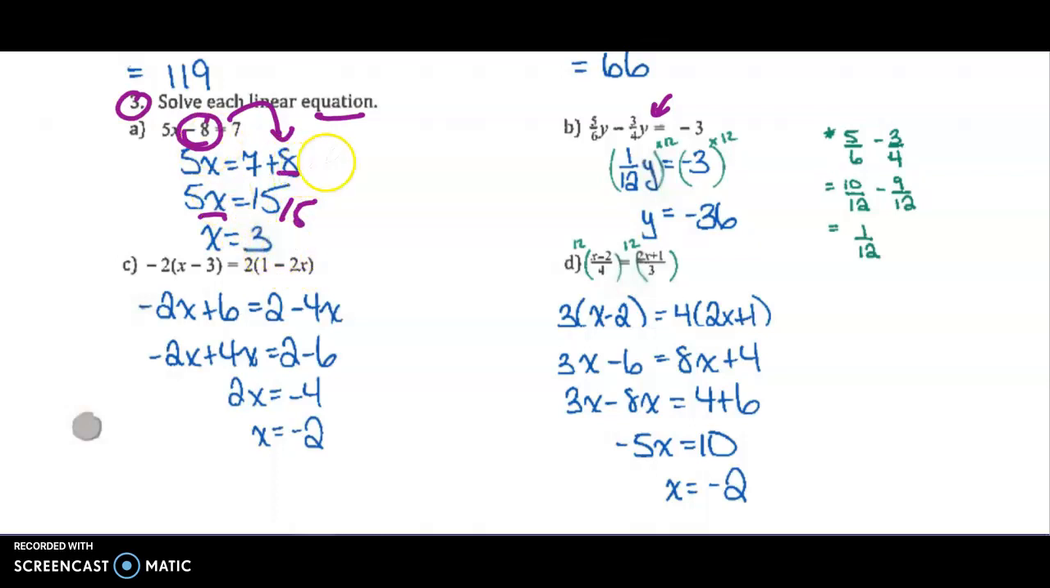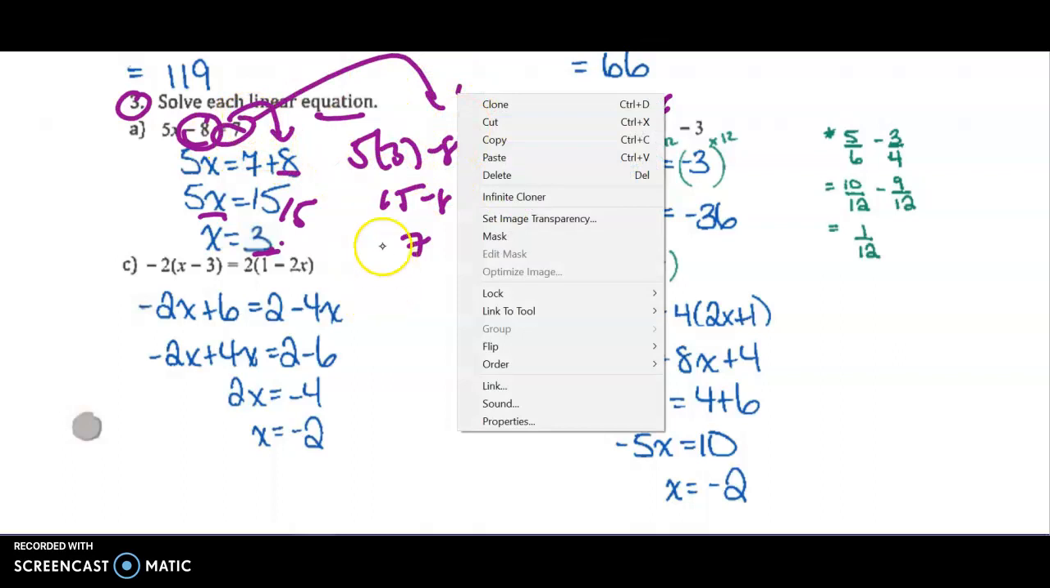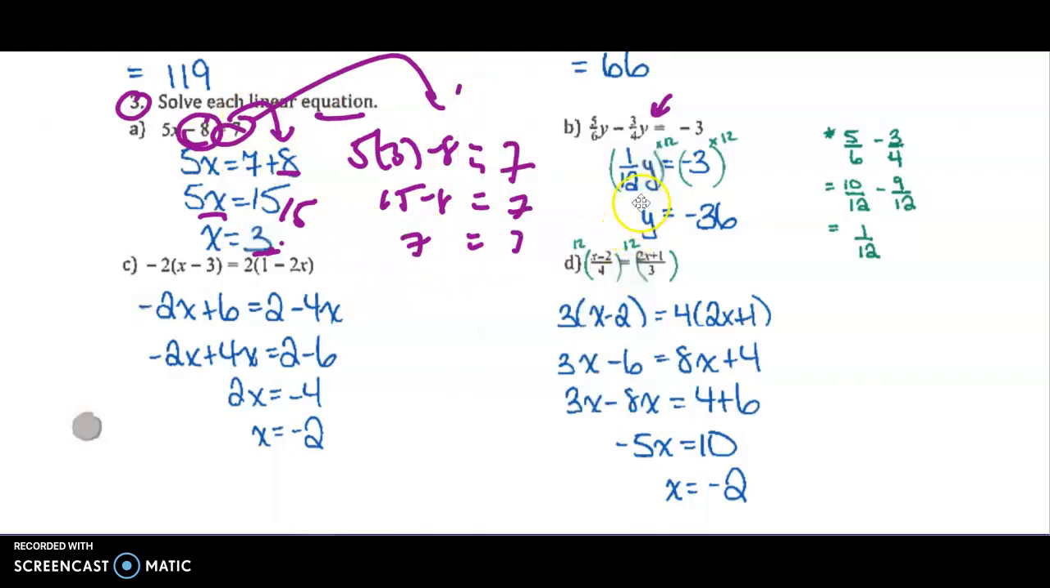You can always sub back in to see if you're correct. So 5 times 3 minus 8 is 15 minus 8, which is 7, and that is one of these left side, right side checks. Right, because you had 7 on this side, and you draw your happy face, etc. Here you're going to solve, let's do B, I guess. We'll go in order.